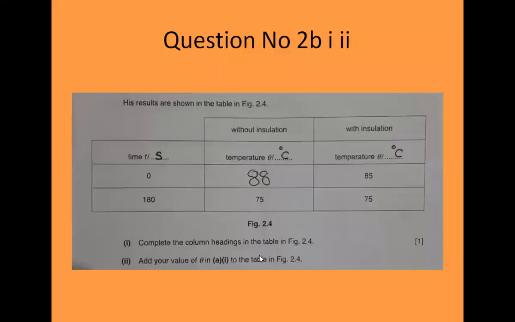Okay, so here you will write seconds, here you write degree centigrade, here you write degree centigrade, 88 here. So without insulation, the starting temperature is 88 degrees centigrade, and after 3 minutes the temperature has dropped to 75. So here we have a temperature drop of 13 degrees centigrade. Here, when you have insulation around the beaker, the initial temperature of the water is 85 degrees centigrade, and after 3 minutes the temperature is 75. So here we have a drop of 10 degrees centigrade.